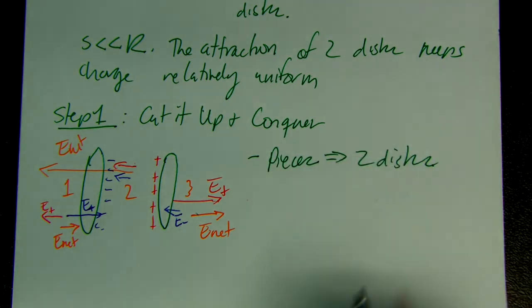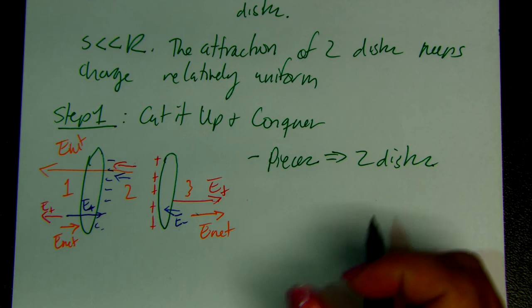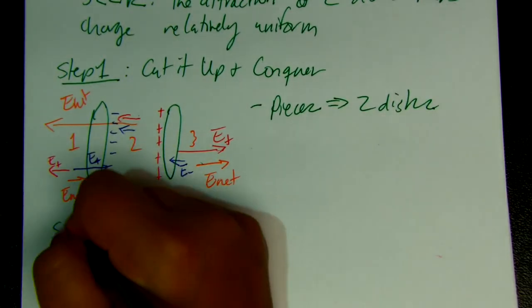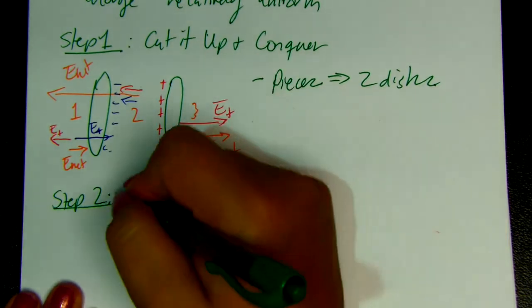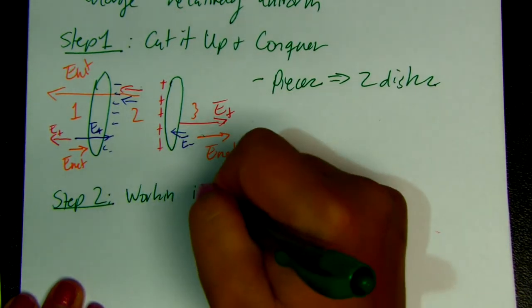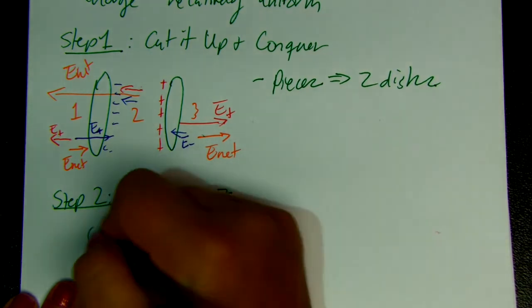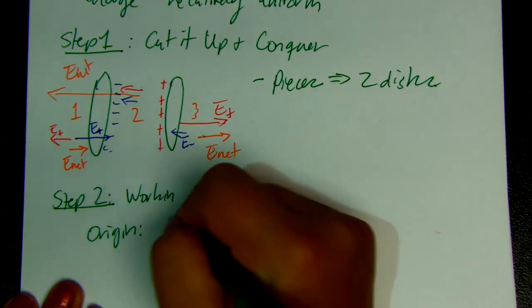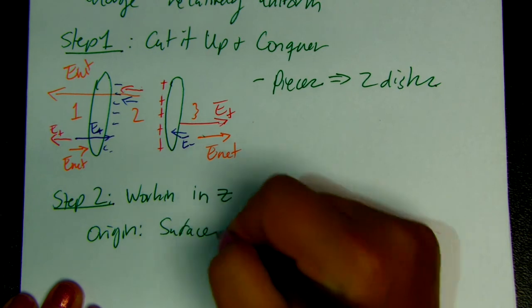All right, so now we'll move on to step 2. We've drawn our fields. We're going to be working in Z. We're going to put the origin at the surface of the left plate.